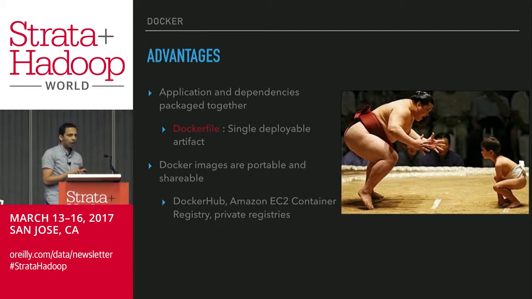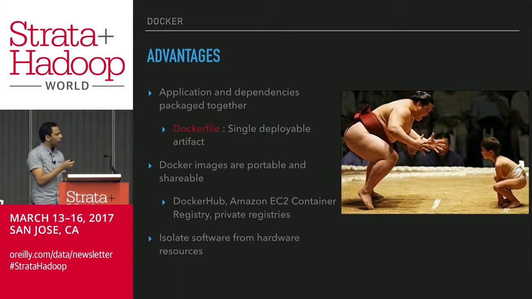You have Docker Hub, which is the official Docker registry. Docker Hub is to Docker images what GitHub is to source code. And then we have other public registries like Amazon EC2 and Google Container Registry. You can also build your own private registry, which Intuit has done. The other important feature which Docker provides is that it allows you to isolate software from hardware. So even if your hardware, the Docker host, might fail, you can still move the Docker container onto a different host and run it from there.